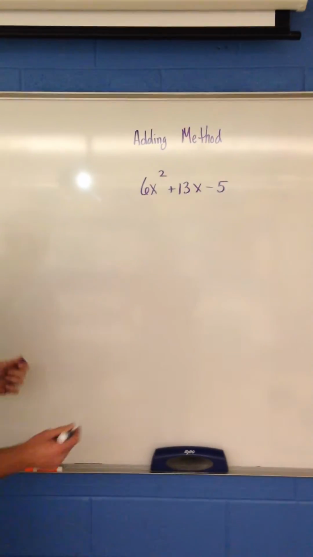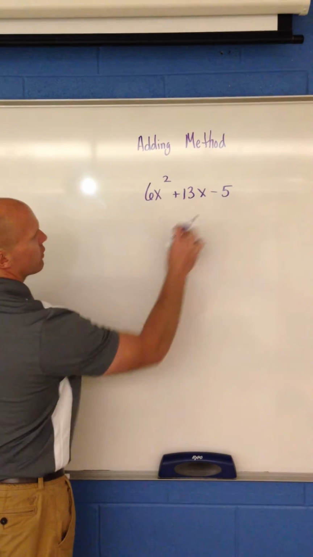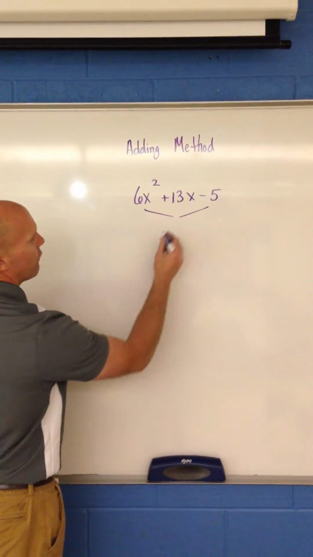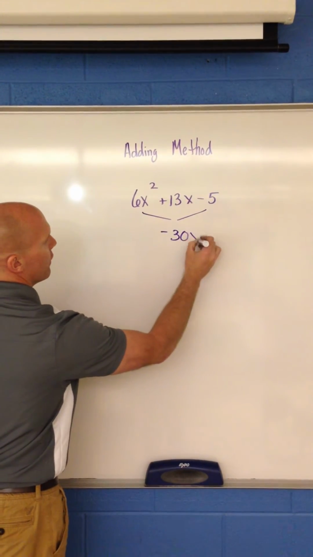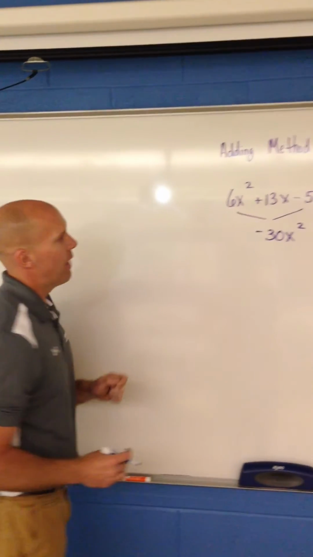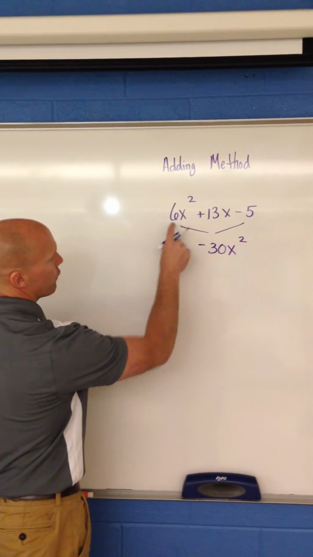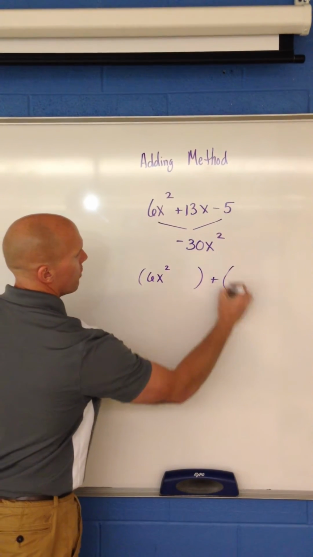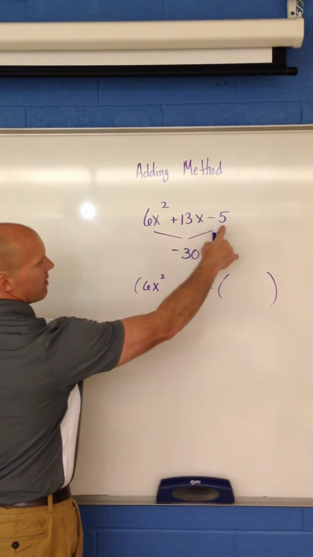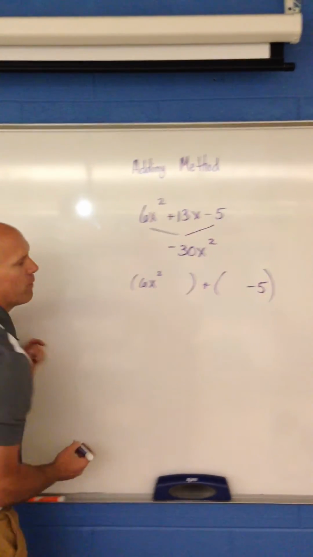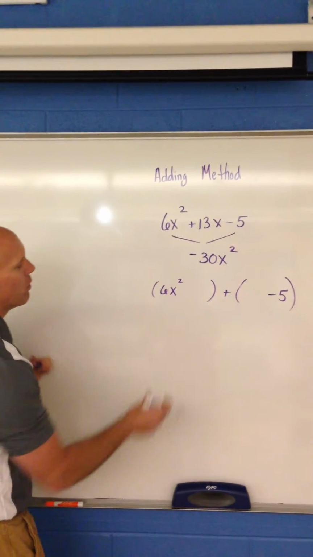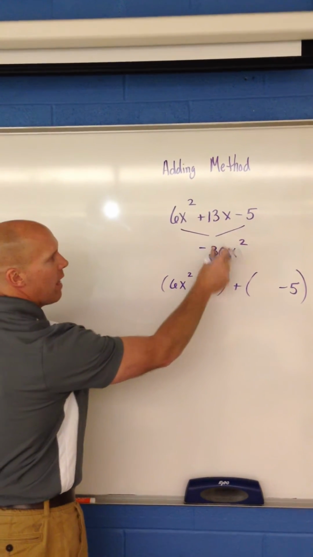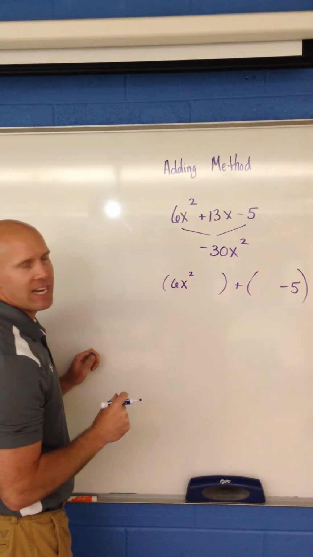So what we do here in the add-in method is we take the first term and the last term and we multiply them together. So 6x squared and negative 5 give me negative 30x squared. Now that I have that, I'm going to go ahead and drop this first term, 6x squared, into two binomials, and I'm going to drop this last term, negative 5, right there. So going back to what we know, we want to find two values, two factors of negative 30x squared that add together to give me 13x.